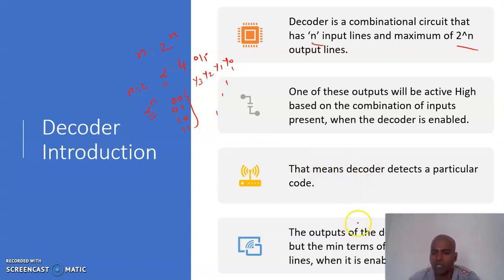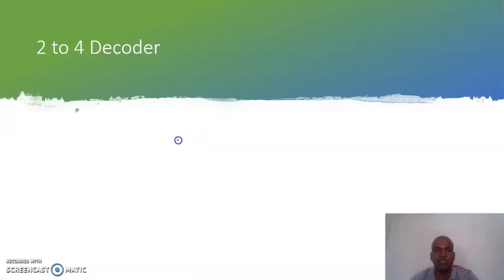The outputs of the decoder are nothing but the minterms of the n input variables when it is enabled. So these outputs are going to be written in SOP format. These are all the input minterms, so the output should be written in SOP format. Right, so let me discuss how to design a 2 to 4 decoder.